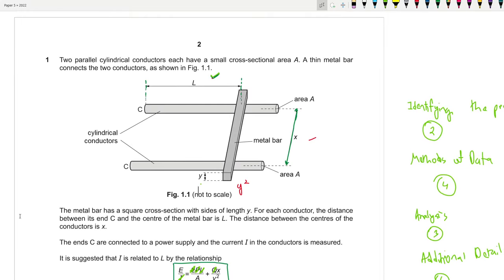One for carrying out a proper circuit, right? Drawing a proper circuit and finding out the EMF of the power supply. So basically, these ends, the NC, are connected to a power supply. So they're going to be connected to a power supply. You could also draw a battery, that's fine.